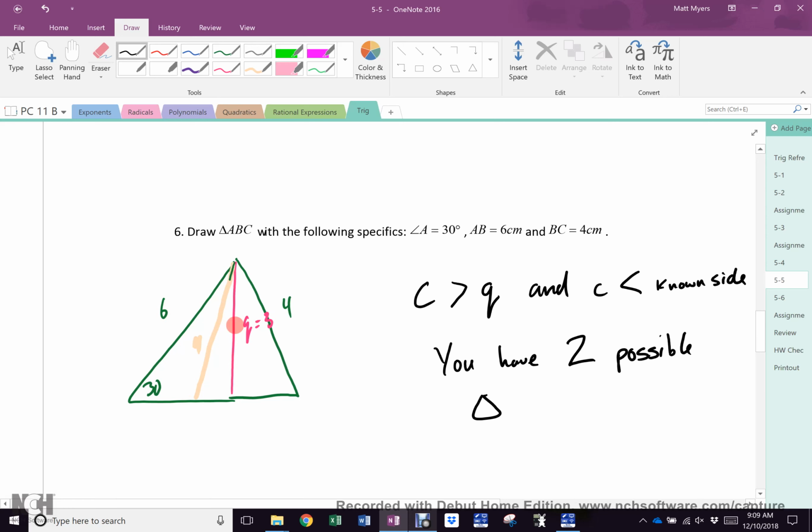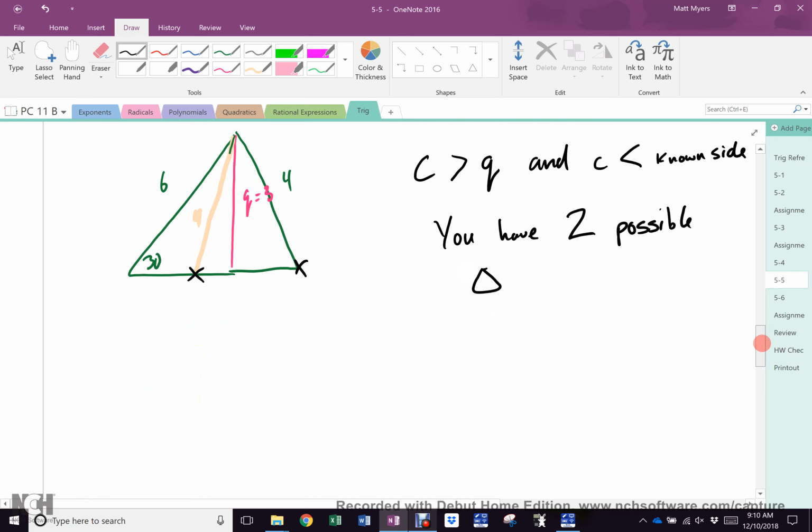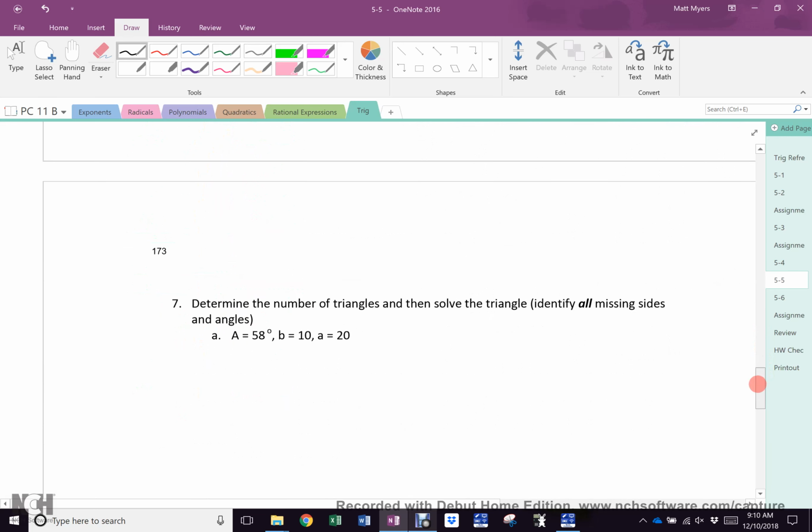Now, where does this come into play? If you actually have to use a map for something, like pilots or plotting a course with a boat, or doing search and rescue or something like that, if you actually have to use a map and angles, then you got to be able to be aware that you might have 2 options. Because if you're trying to find some stranded hiker who's at this point, he could be there or there. Everybody understand? Yeah? All right, let's try a couple of these.